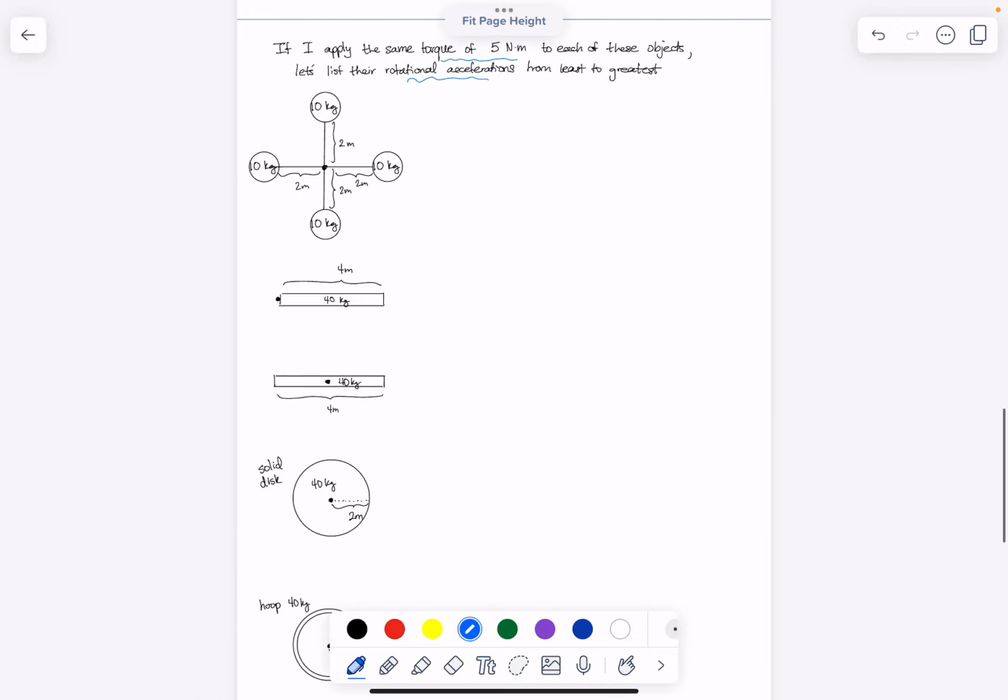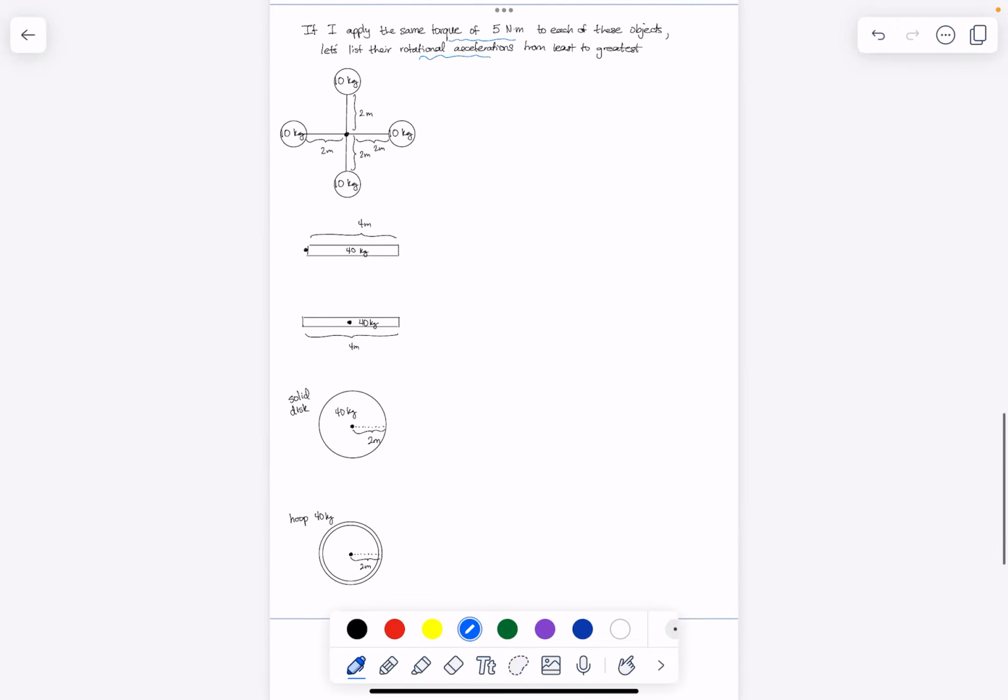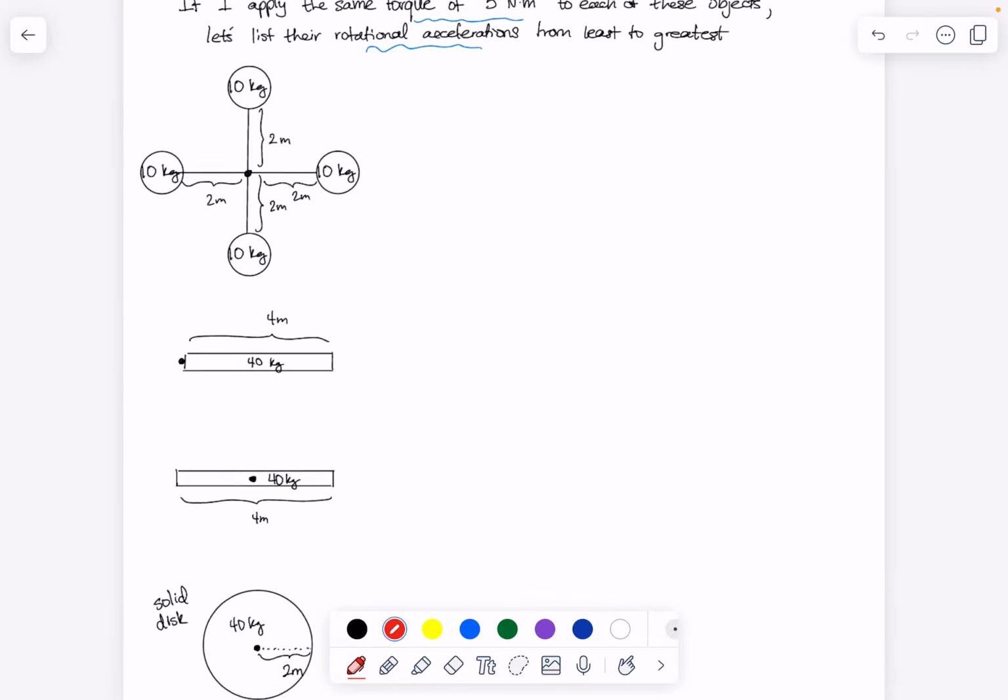And before we do any calculations, you could probably make a guess. In fact, if you know what rotational inertia actually is, you could probably get the right answer without calculating anything. But I'm going to go ahead and do the calculations anyway, just so we can see what the answer would be, numerically. So make your guess, right? Try to guess which one would have the greatest acceleration. Which one would be the easiest to spin? Which one would be the hardest? That would be the one that has the least rotational acceleration. So make your guess. All right, let's go ahead and calculate.